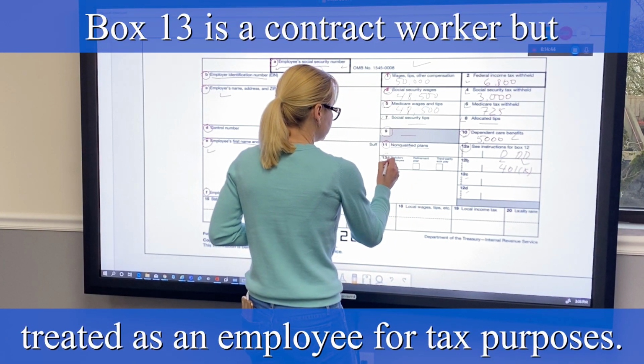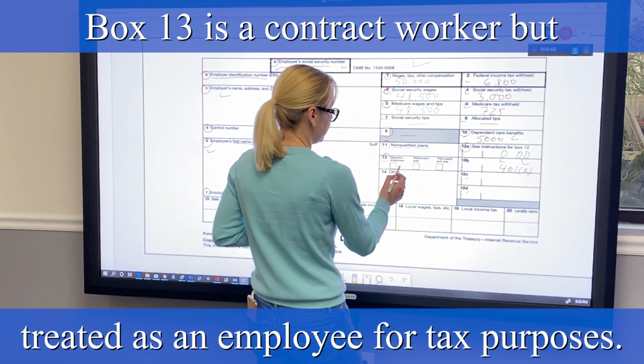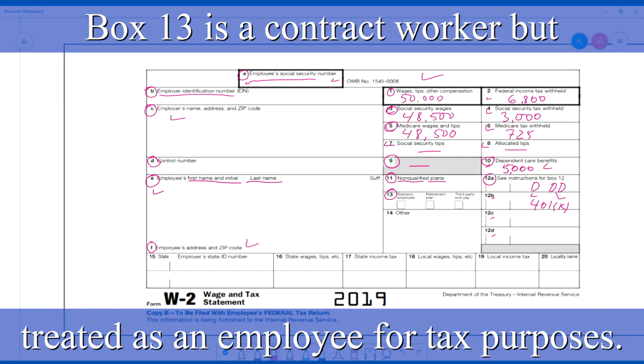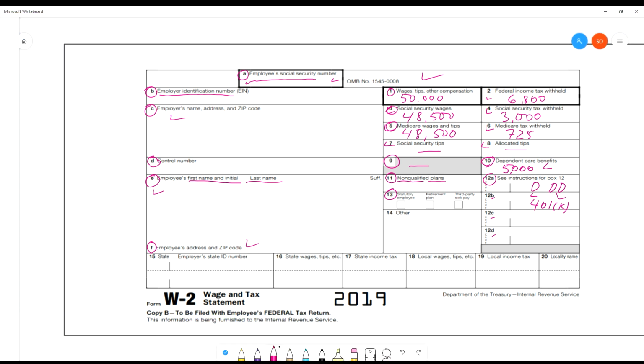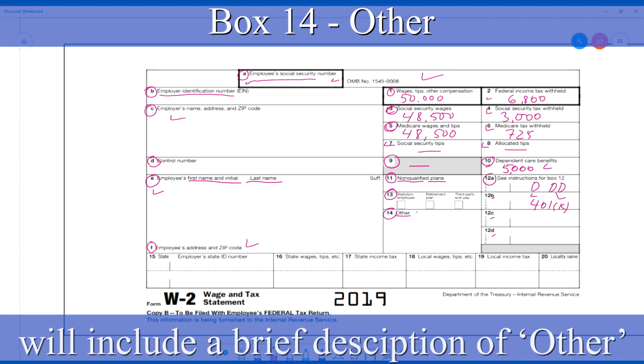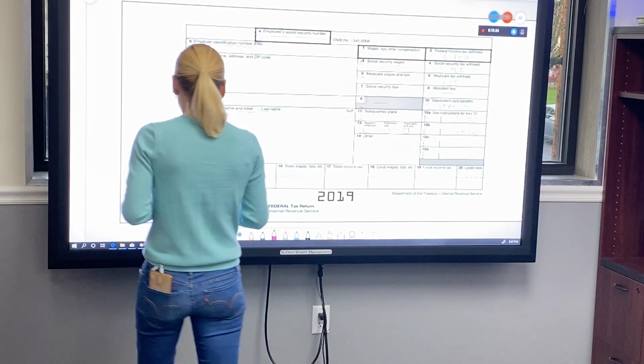Box number 13 is the box with a series of three little boxes: statutory employee, retirement plan, and third-party sick pay. You will have one of the boxes checked by your employer if it's applicable to you. Box number 14, that says other, is pretty much a catch-all box. Your employer will report anything that doesn't fit anyplace else in this box.